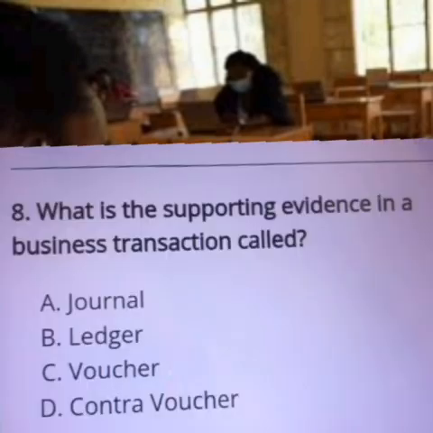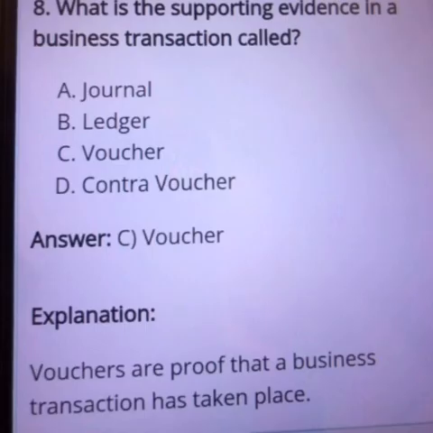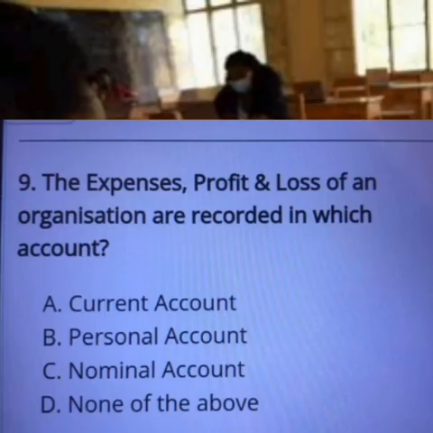Question number 8. What is the supporting evidence in a business transaction called? A. Journal. B. Ledger. C. Voucher. D. Contra voucher. The true answer is C. Voucher.